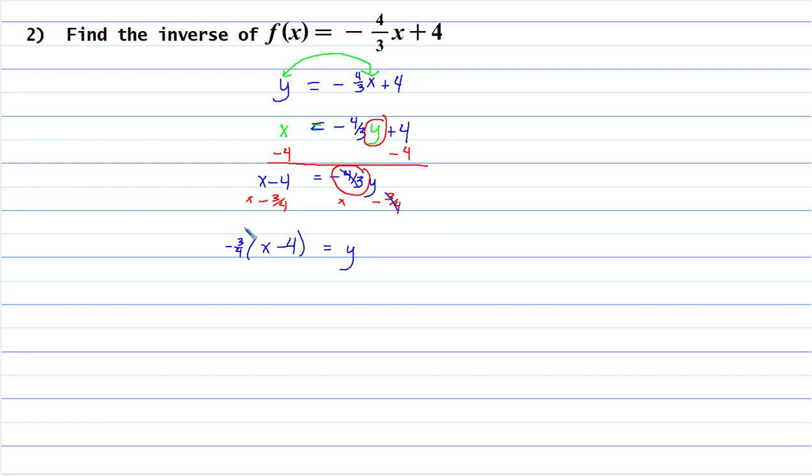I need to distribute that -3/4 through to both pieces. So that's going to be -3/4 x, and -3/4 times -4 is going to give me a +3 is equal to y. And so my inverse function is y equals -3/4 x plus 3.